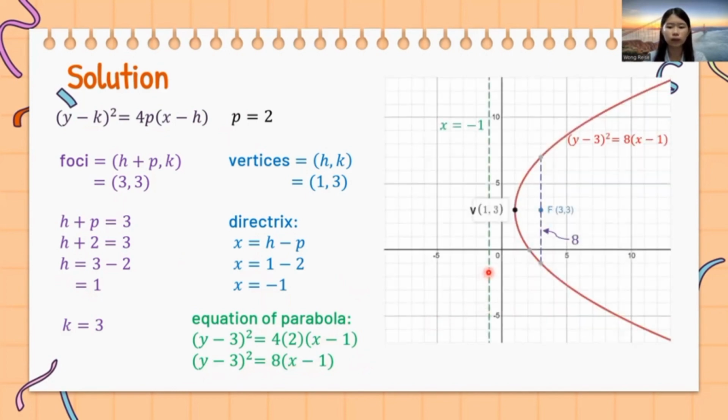And here's the final graph for the solution. Here is the equation of the parabola, and here is the directrix. V is the vertex, F is the focus, and this one, 8, is the length of the latus rectum, which equals 4p. So p is 2, 4p is 8. And here is the distance, that is 2. So here p equals 2. Okay, that's all for the solution to this question.